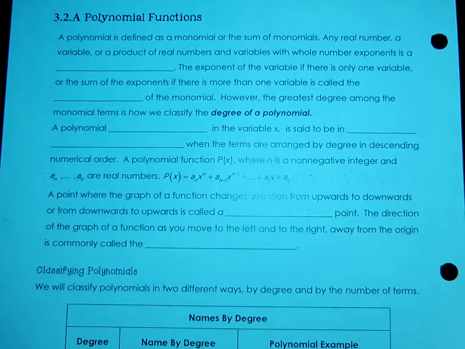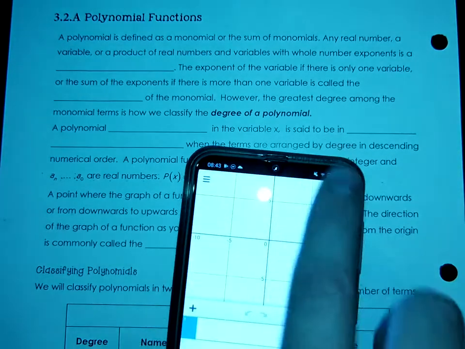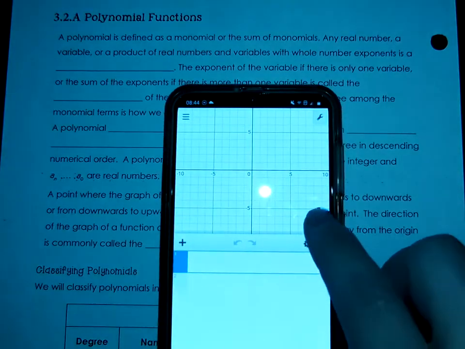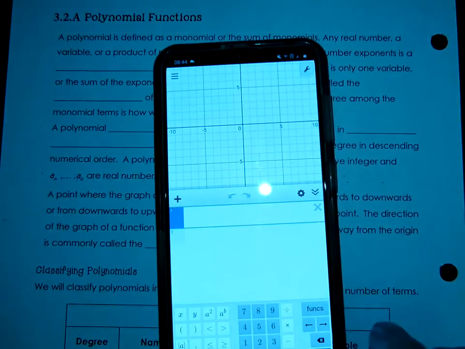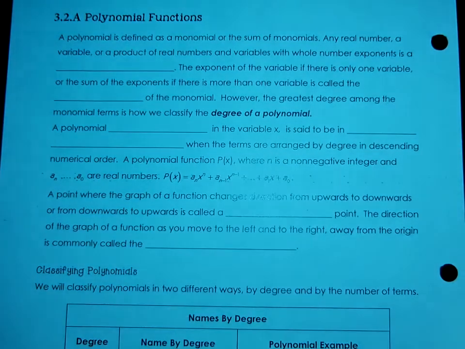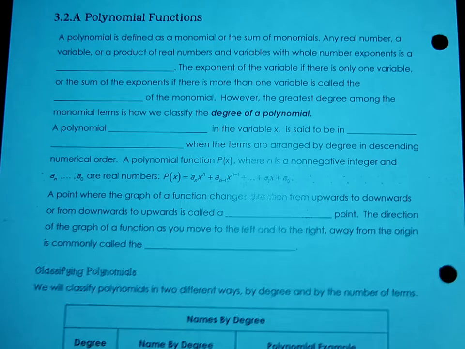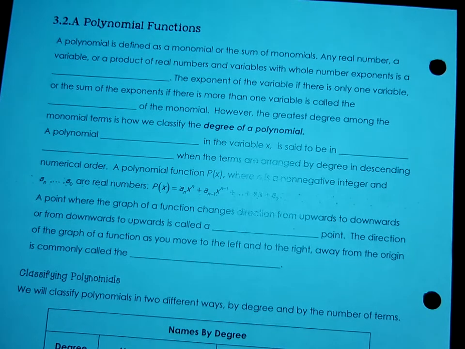Okay guys, today we're going to discuss 3.2 polynomial functions. So you might want to have your Desmos handy so that you can graph some of these in a minute here. This first page though is just the names. So we'll go through some of the names of the functions and how they're named and why they're named the way they are.